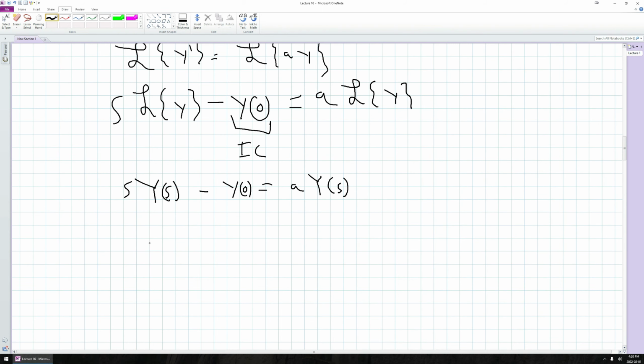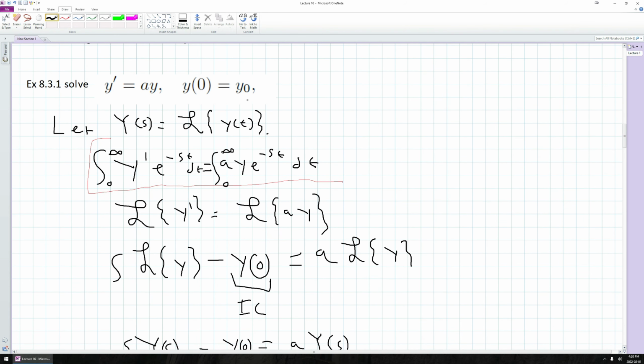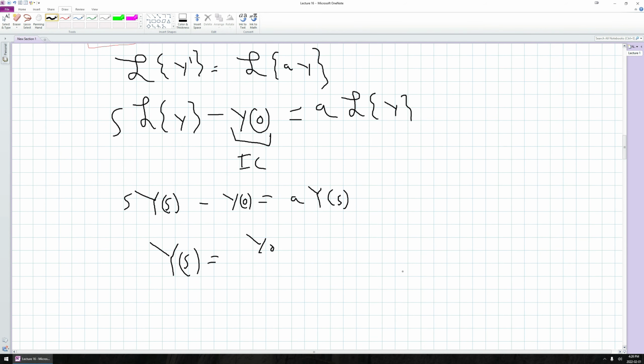So from here, I can solve this just pretty directly, just doing some algebra, and I can find that my capital Y of s, what's that going to be equal to? Well, I'm going to have my y naught, so my y sub 0 is just generally y naught, or in this case, explicitly y naught. And this would be divided by what? Well, I'd subtract off the a and then divide by s minus a.